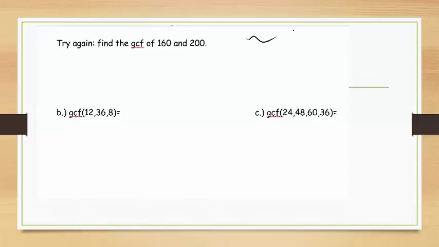Today's lesson is going to be really quick. We're going to finish up GCF and LCM, and we're going to just use that ladder trick that we learned yesterday. So you're going to line up 160 and 200. I noticed these end in zeros, so I'm going to use 10.